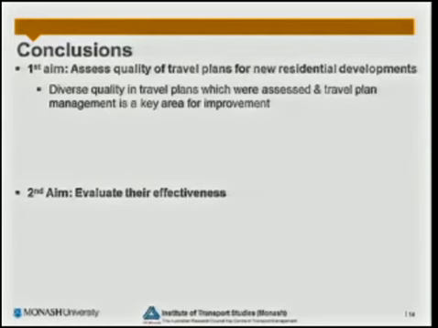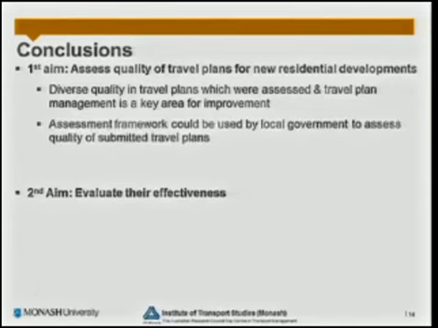So if there are people that are renting apartments, what happens when their lease is up and they move out, who's going to supply the information to the new residents. Those sorts of details had not been thought through. We felt that the assessment framework that we've developed could be used by local government in Victoria to do a first-pass assessment of the quality of travel plans which are submitted, and that might provide a basis for the local government authority providing feedback to the applicant for the development about the quality of the travel plan for that site, with the aim of trying to improve the quality of those travel plans over time.